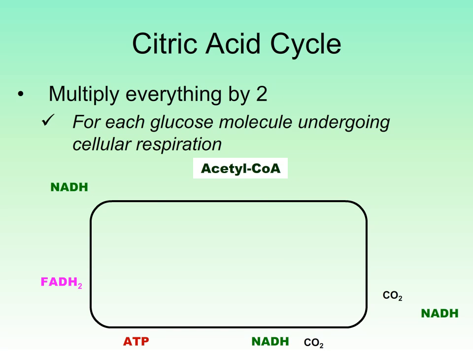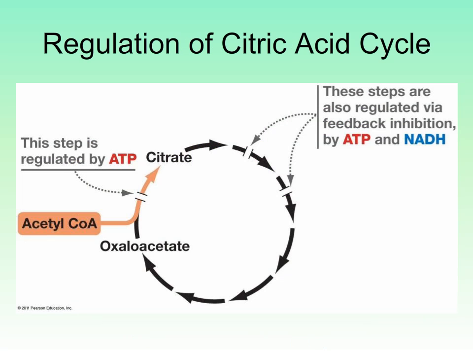Remember, in reality, 2 acetyl-CoA molecules enter the cycle for every glucose molecule undergoing cellular respiration. So everything in the cycle needs to be multiplied by 2. So how many ATP molecules would be created per each glucose? Yes, 2 ATP molecules. The citric acid cycle is regulated at 3 main points. If excess ATP molecules build up in the matrix, this will inhibit the formation of citrate. ATP and NADH also inhibit the cycle later on.